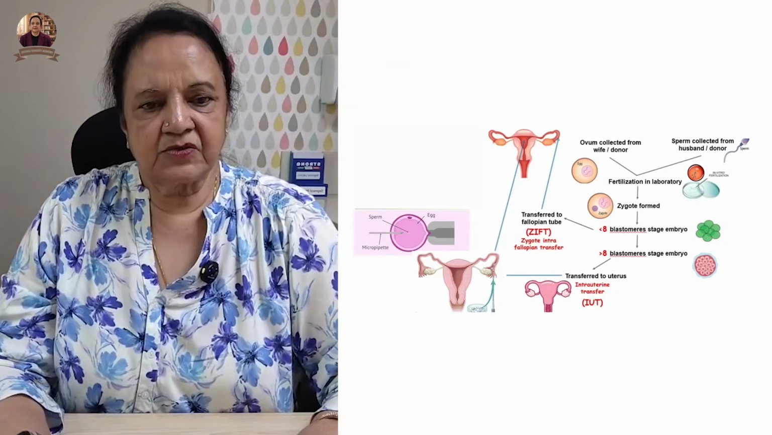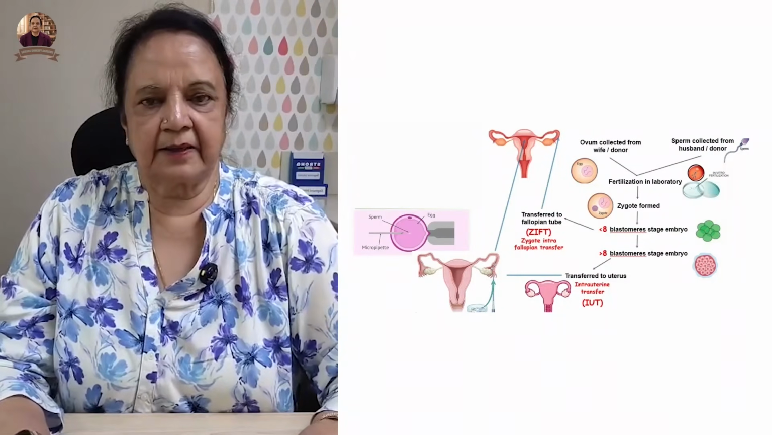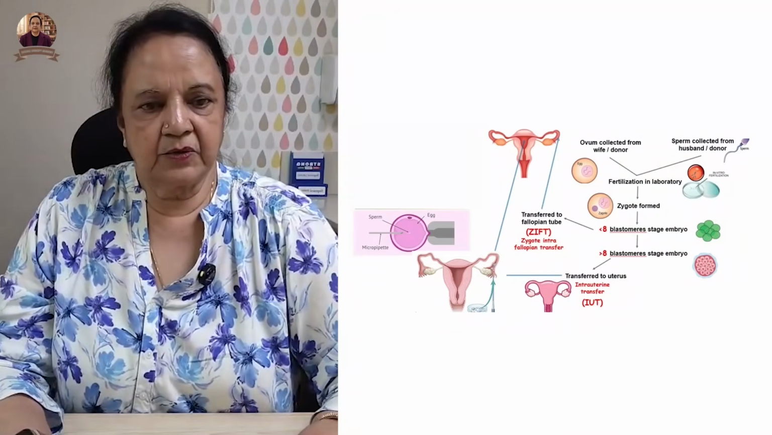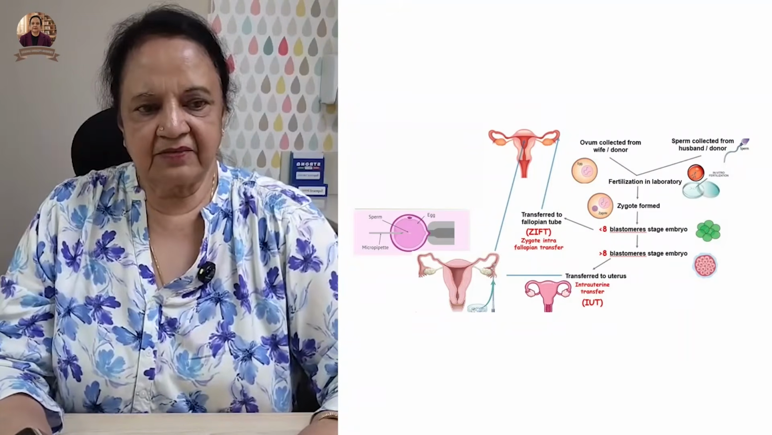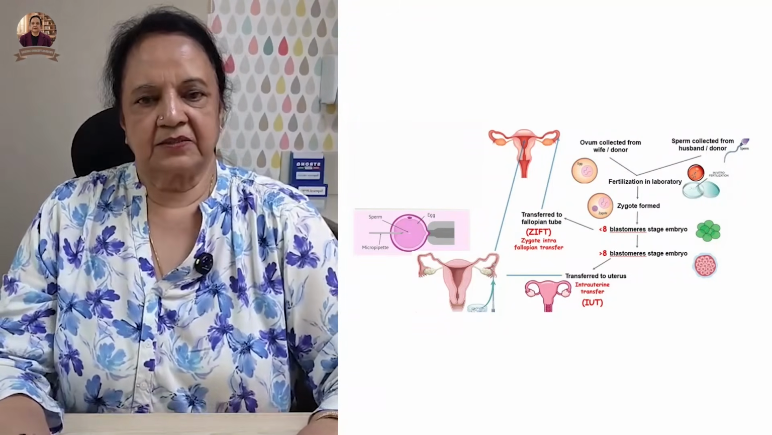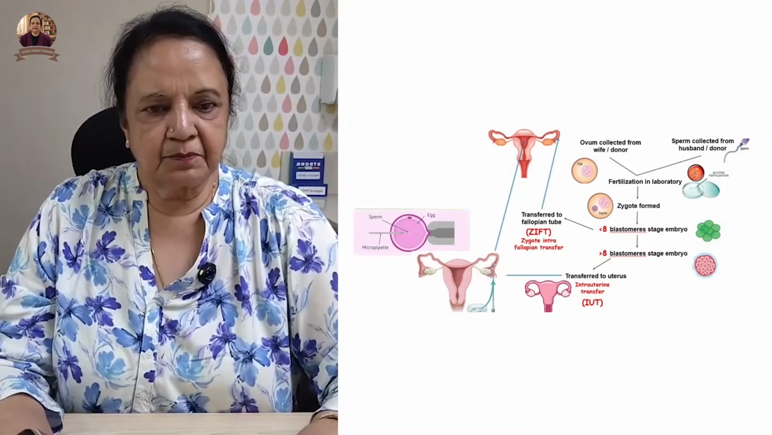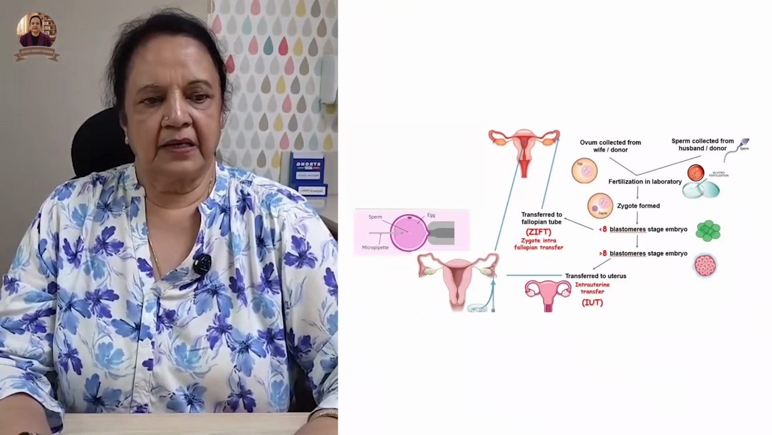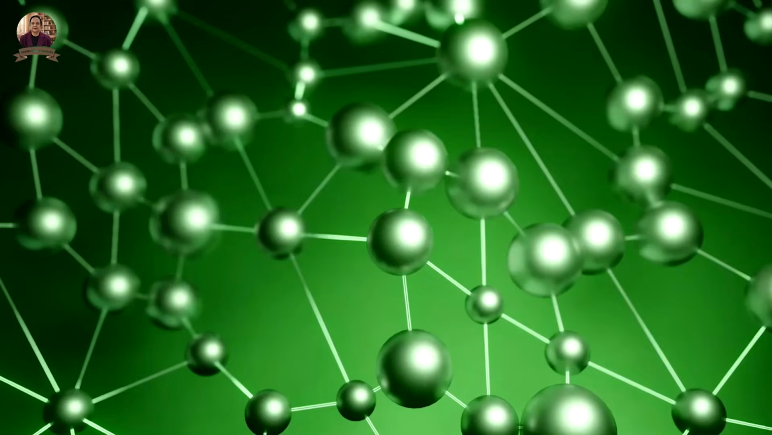Third is intracytoplasmic sperm injection, ICSI. A single sperm is directly injected into an egg to achieve fertilization, often used in severe male infertility. Then gamete intrafallopian transfer, that is GIFT. Unfertilized eggs and sperm are transferred together into the fallopian tube, allowing fertilization to occur inside the healthy body.